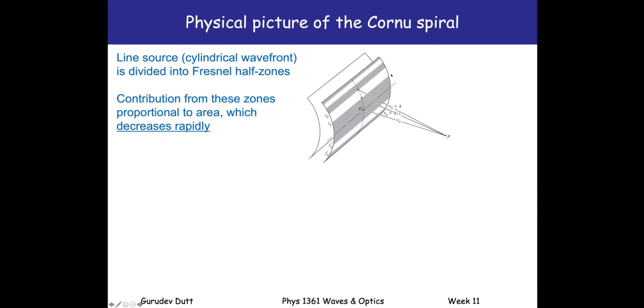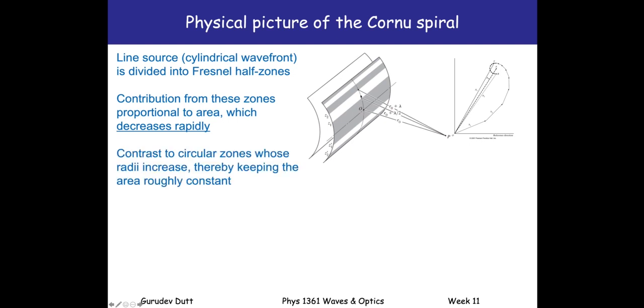But as you can see, the area of the half zones decreases rapidly as we go away from the center. The reason for that is because in the cylindrical case, which is different from the circular case, the radii of the circular zones increase, thereby keeping the area roughly constant. The radii increase, therefore keeping the area constant.